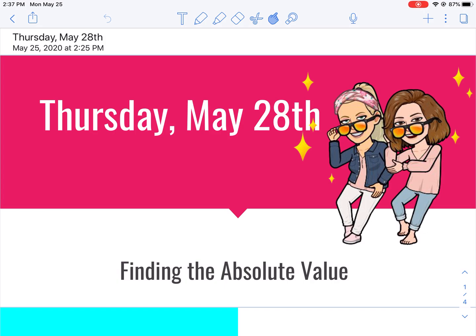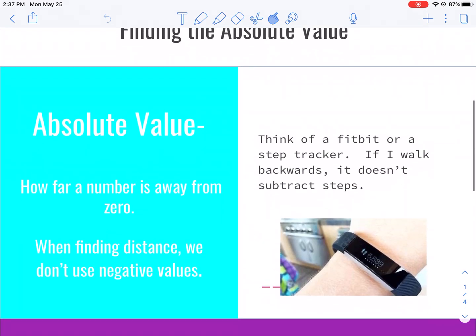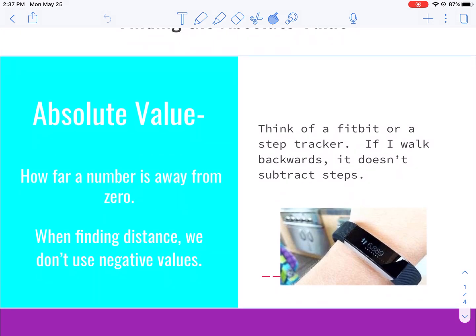We're continuing on with our discussions with integers and rational numbers on the number line. Today's focus is going to be working with a new term that you might not be familiar with called absolute value. Okay? So what is absolute value? Well, absolute value is how far a number is away from zero, okay?